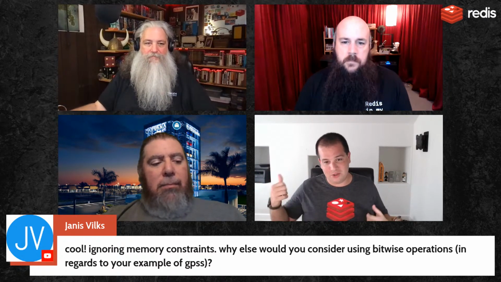Ignoring memory constraints, why else would you consider using bitwise operations in regards to your example of GPS? So, with GPS systems, there is a publicly available spec you can go look at. But essentially, the GPS system just broadcasts waveforms as waves of energy down to the Earth. Inside the waveform is embedded all the navigation data that you need. That has the position, which is a very important thing. It also has a very exact time that is based off the atomic clocks.